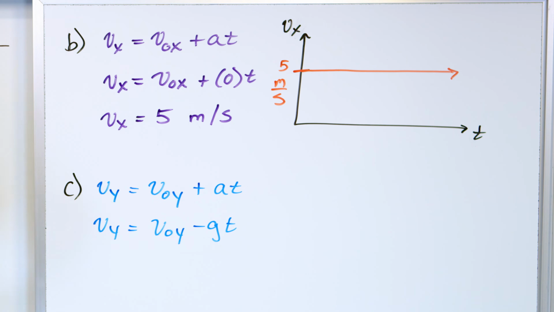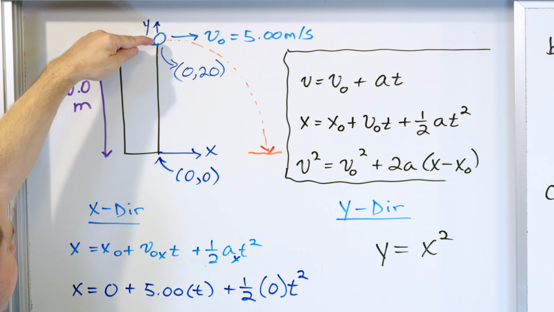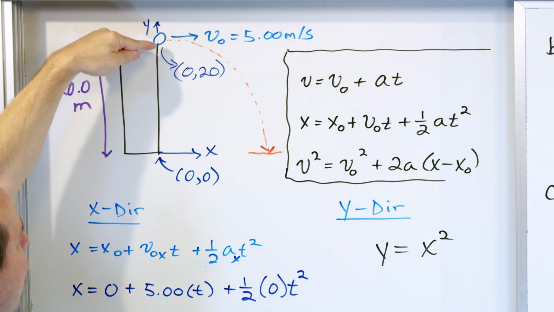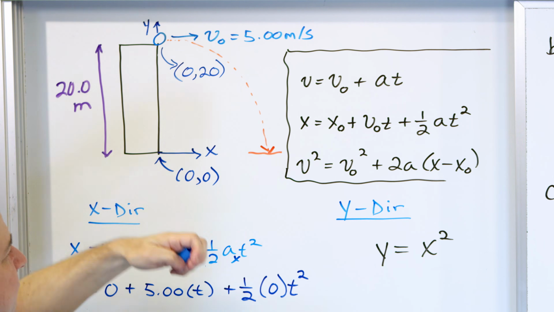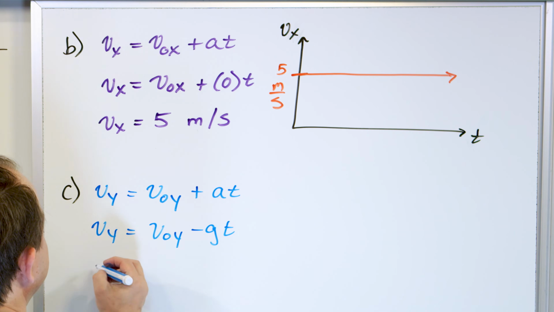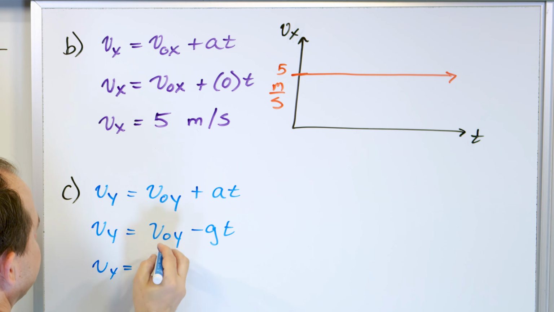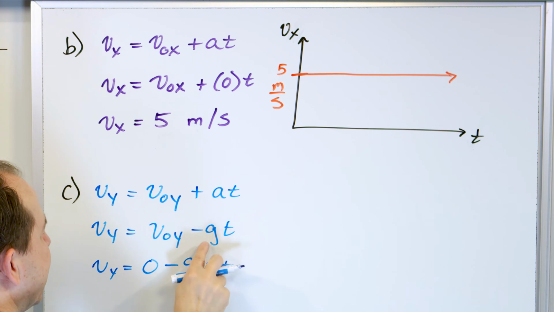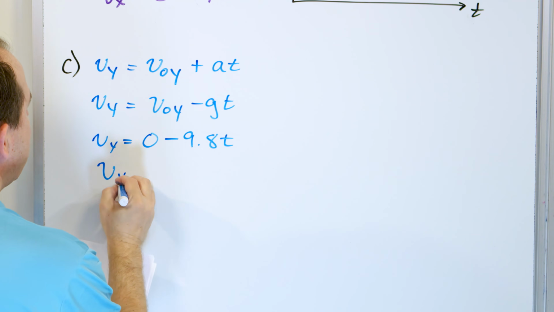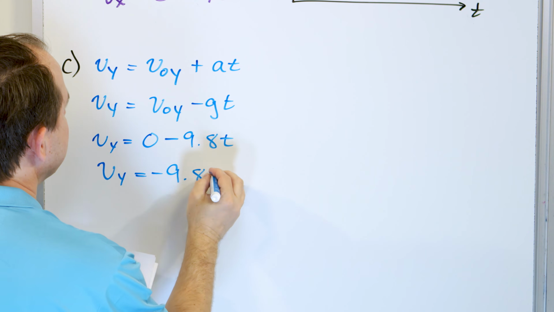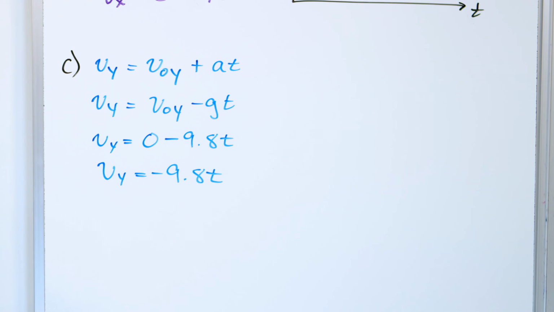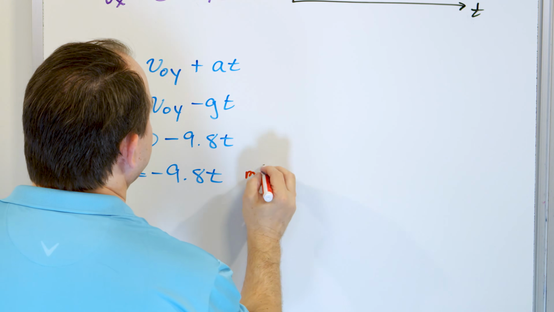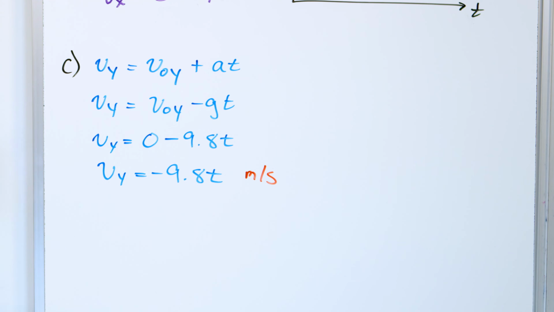What is the initial value of the velocity in the y direction? It's initially not moving at all down or up at all, so v_0y is actually 0. So we'll just put a 0 here. We'll put a 0 minus 9.8 times time, because this is 9.8 meters per second. So v_y is negative 9.8 times time. And this is going to give me a number in meters per second, just like this one gave me in terms of meters per second.